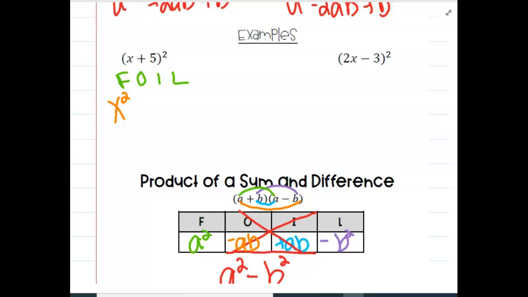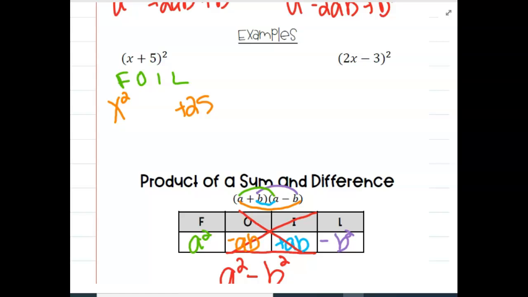Now, I prefer to just jump to the L. I think the F and the L are pretty easy, because the last term in both sets of parentheses is the same thing. X plus 5, x plus 5. To find the L, you're just going to take 5 times 5, which is a plus 25. Okay, does the F and the L make sense?